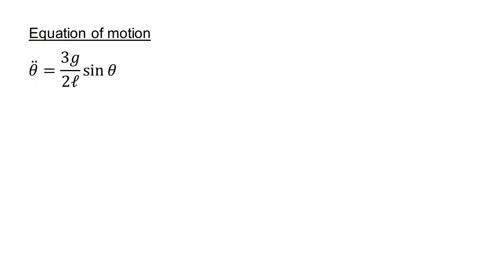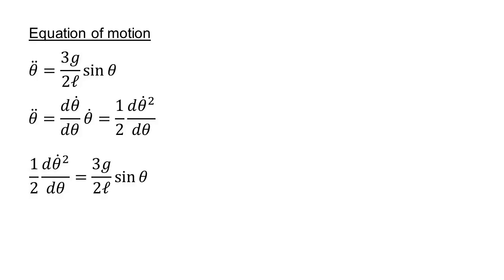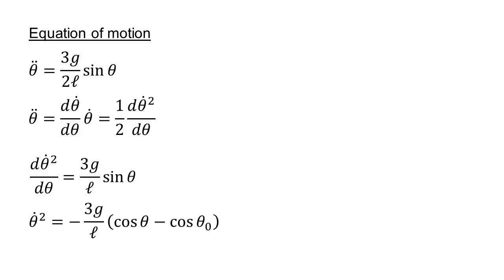To obtain an exact solution to theta as a function of time is very difficult, but we can convert this equation into an easier one that involves theta dot as a function of theta. To do that, we use this identity, which allows us to write the first equation like this. Canceling the factor of 1/2 and integrating over theta, we obtain the solution to theta dot squared, where, if you recall, theta naught is the initial angle.